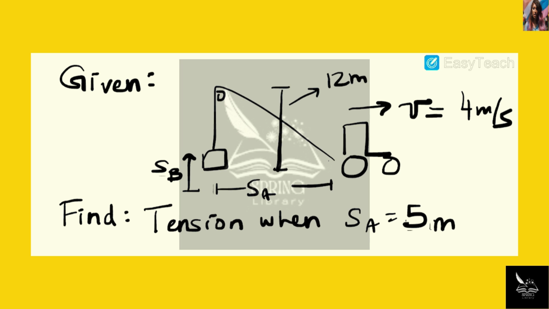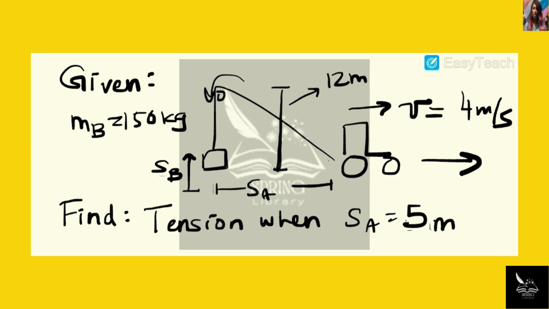Hi everyone, so what we have here is a tractor that is moving at a velocity to the right of 4 meters per second, and attached to that tractor is a rope which goes over a pulley and is being used to lift this mass B. We know that the mass B has a mass equal to 150 kg, and this mass is being lifted with the pulley. What we're asked to solve for is the tension when this distance SA, which is defined as the distance from the mast to the tractor, is equal to 5 meters.